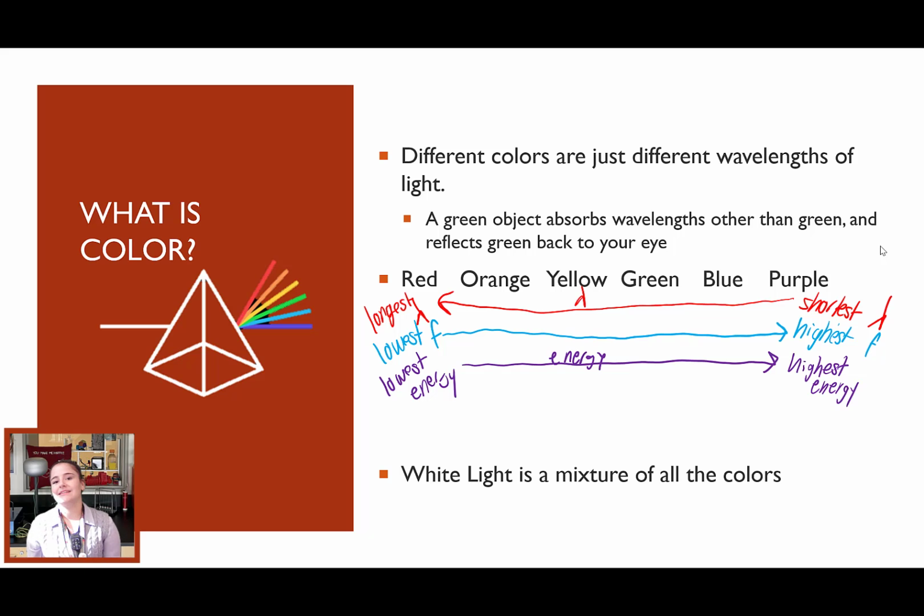And then white light is a mixture of all of the colors, okay? So something that looks white reflects all colors equally, where something that appears black absorbs all colors equally.